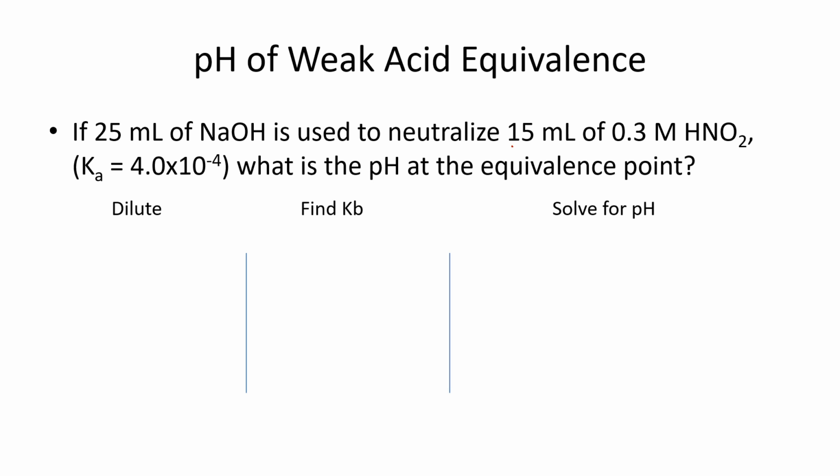We are given 15 milliliters of this 3 molar weak acid, nitrous acid, and we know that the conjugate base that's going to end up being produced is going to be the nitrite ion, right? And so the neat thing is that you're going to have the same number of moles of nitrite as you had of the nitrous acid, because at equivalence point, all of this is going to get neutralized. So let's figure out how many moles that is.